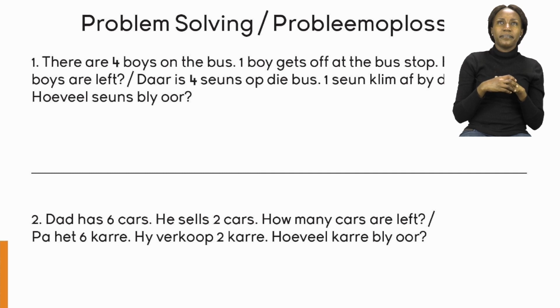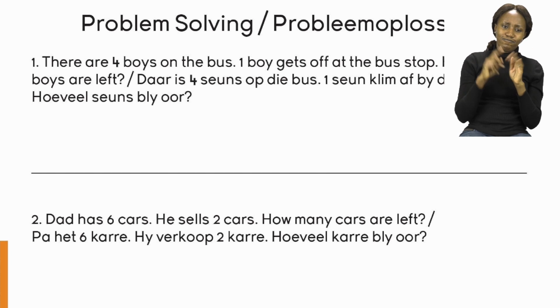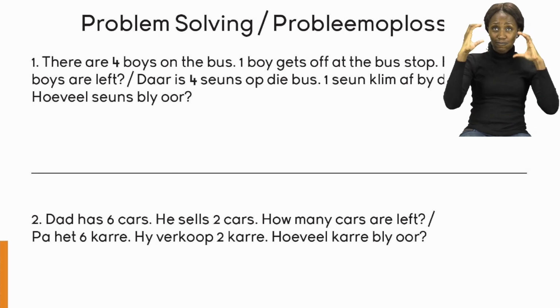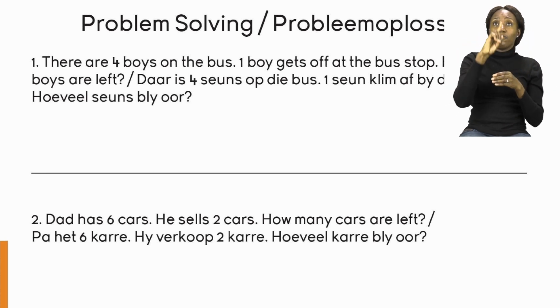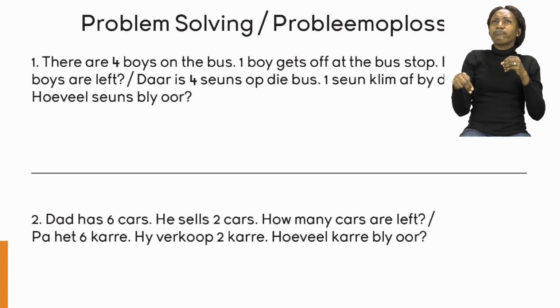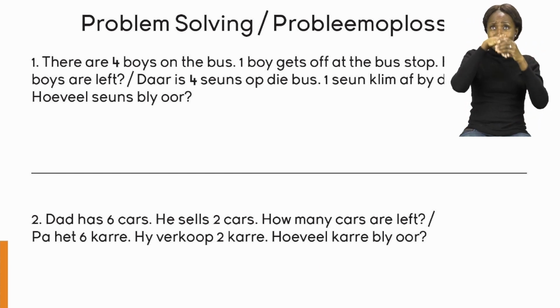I'm going to show you how we are going to do this by using the first one. Remember, every problem-solving sum needs to be read twice before you pick out the important information. Let us start with number 1. There are 4 boys on the bus. One boy gets off the bus. Stop. How many boys are left? Let's read again.